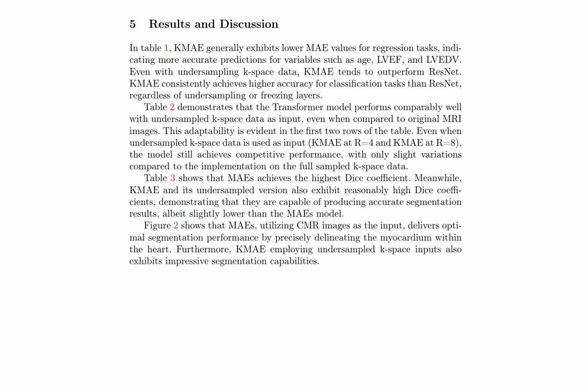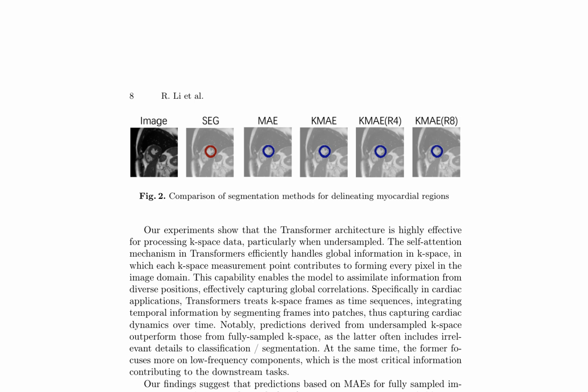This study demonstrates the effectiveness of the KMAE model in leveraging K-space data for cardiac imaging analysis, achieving competitive performance even with undersampled data. The KMAE model, introduced by the authors, is a groundbreaking approach that utilizes K-space data for a variety of tasks including disease classification, phenotype regression, and cardiac segmentation. This study showcases the effectiveness of transformer-based architectures in processing K-space data, achieving performance levels comparable to image domain models in both classification and regression tasks.